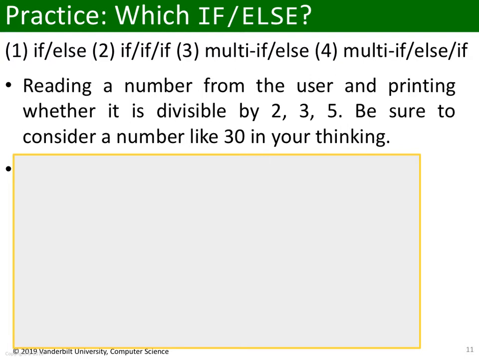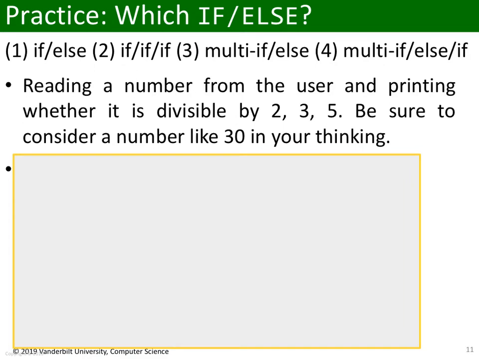Yes, that is possible. Is it possible for a number to be divisible by more than one of these numbers? Yes, 30 is an example of a number which would be divisible by all three of those numbers. Okay, so we have a situation where we can have a group of these selections, none of the selections, or one. So we can have 0, 1, or many of the 2, 3, and 5 options. In this case, we definitely need to use independent if statements. So option 2, if, because there is no mutual dependence.